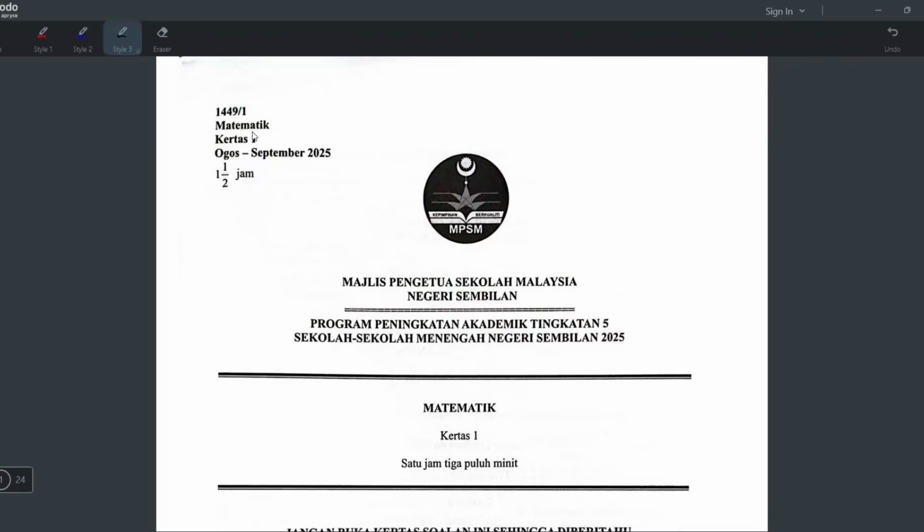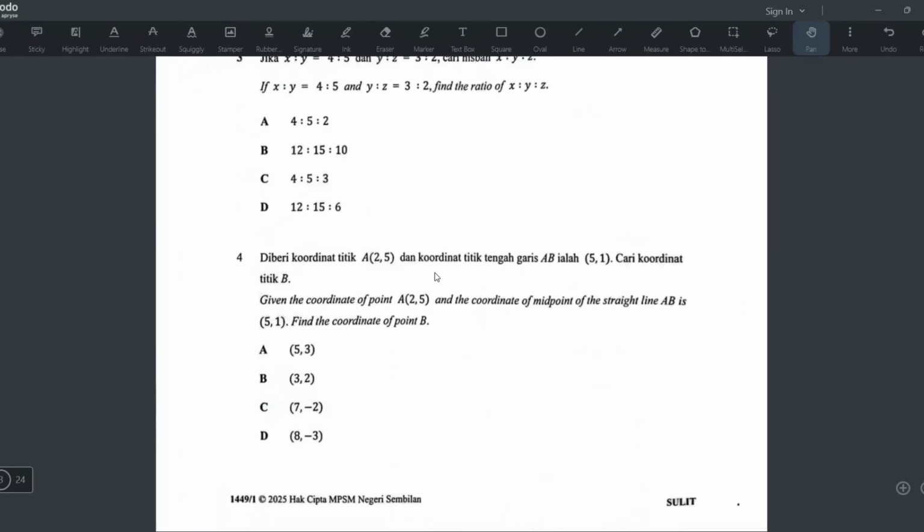This will be my last maths paper because I realized the SPM maths exam is coming soon, so I decided to do one more maths set. This Negeri Sembilan paper will be the last one I do. This is the Negeri Sembilan maths trial for 2025. Alright, I'm going to start now.